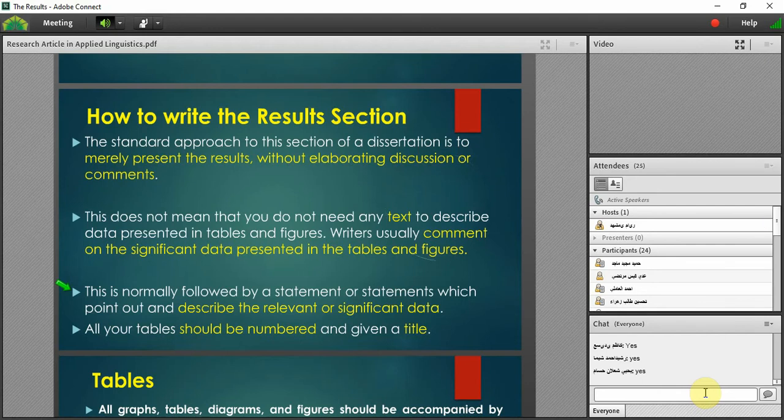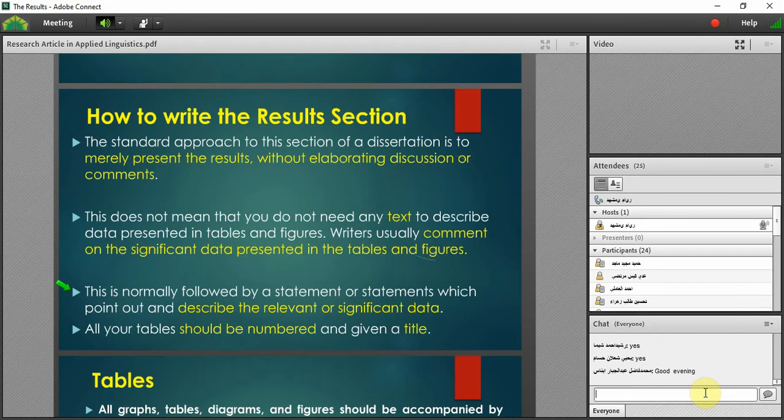So it's very easy. Remember, your tables should be numbered and given a title. If you have several tables in your articles, they should be numbered: Table 1, Table 2, Table 3, and so on. My dear students, there should be a caption or title for every table or figure you may use in your article.